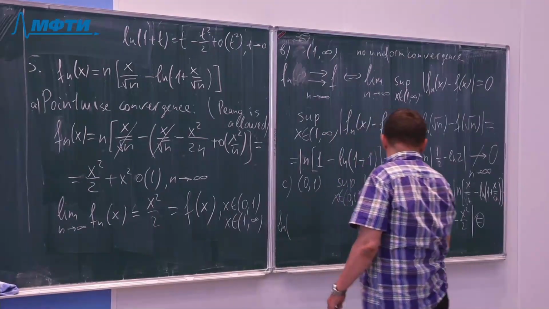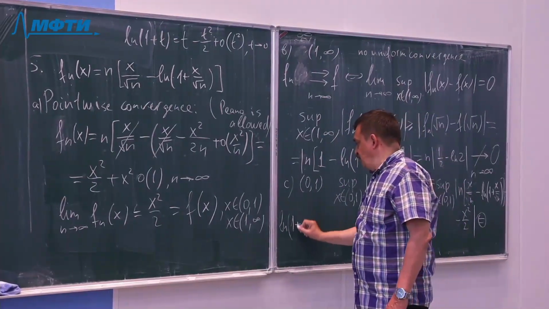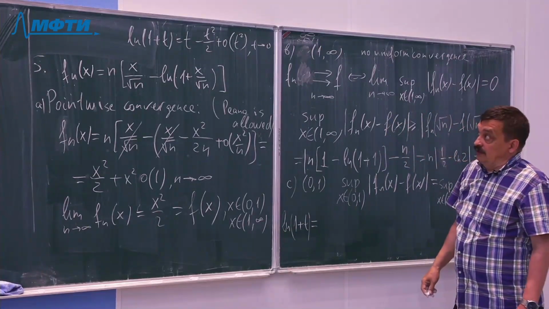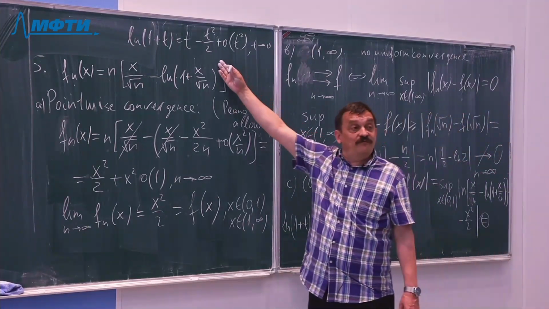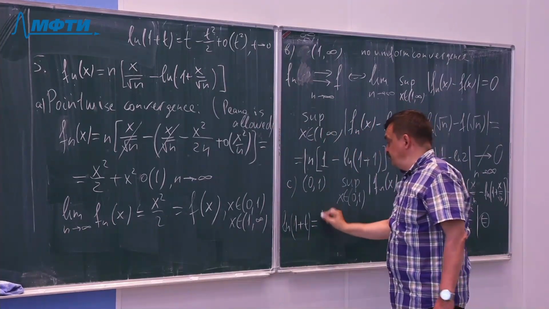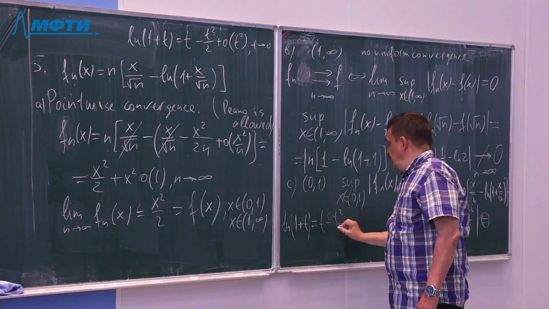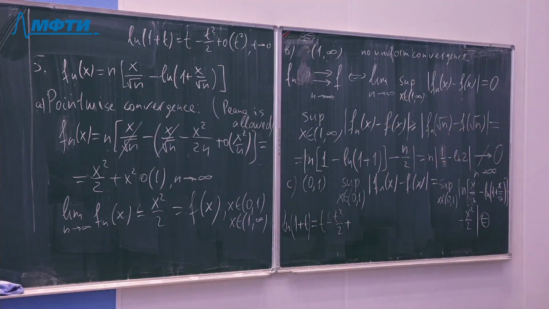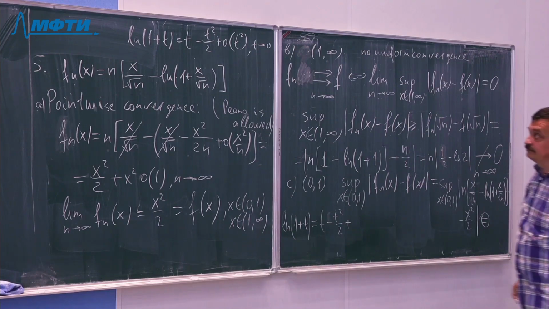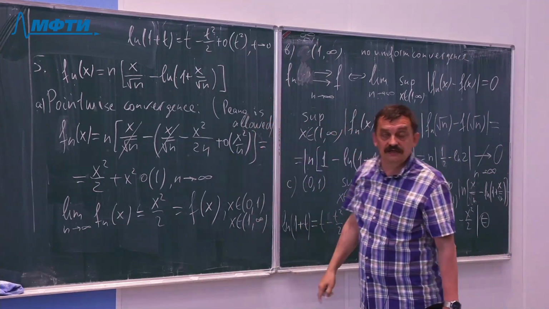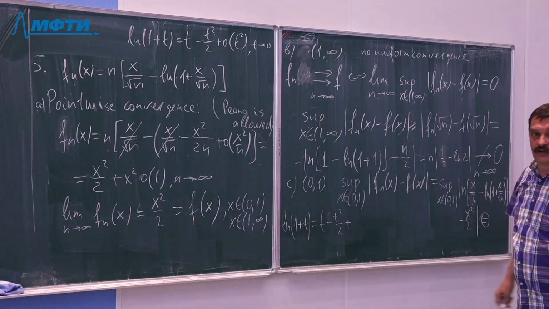I have the following formula: logarithm of 1 plus t equals t minus t squared over 2 plus a remainder. So before I used Peano form, right? Now we cannot use it. We need to use Lagrange form for the remainder in the Taylor formula. What does it look like?